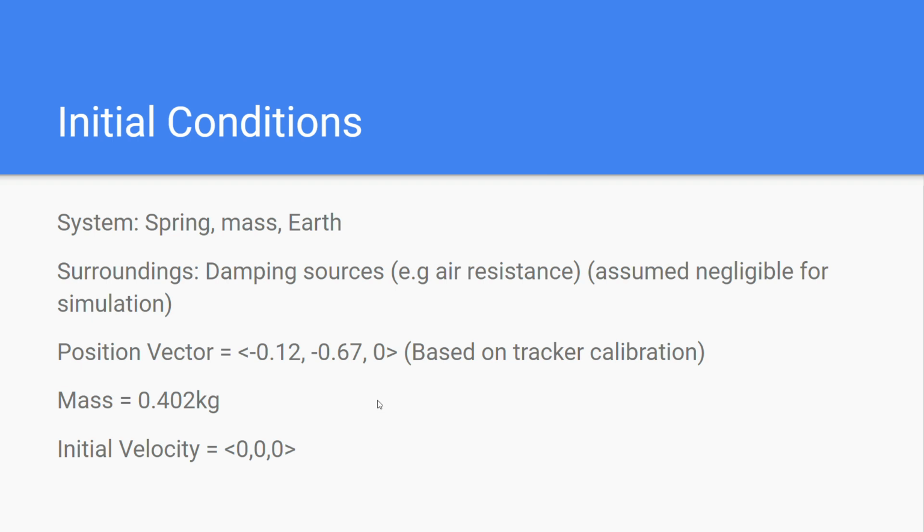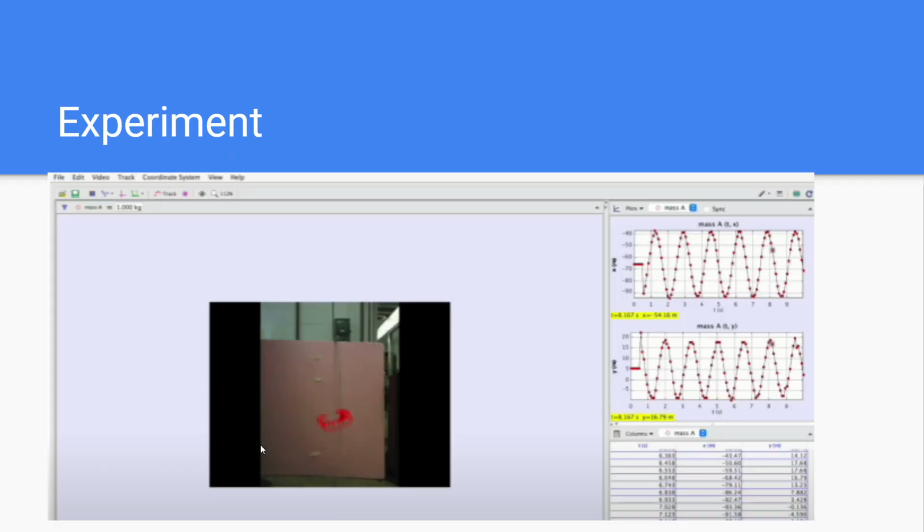This is the initial position vector that we're starting with. This is just based on the values I got from tracker calibration. The mass of the ball is fixed at 0.402 kg, and the initial velocity is just 0.000, since we're starting from rest.